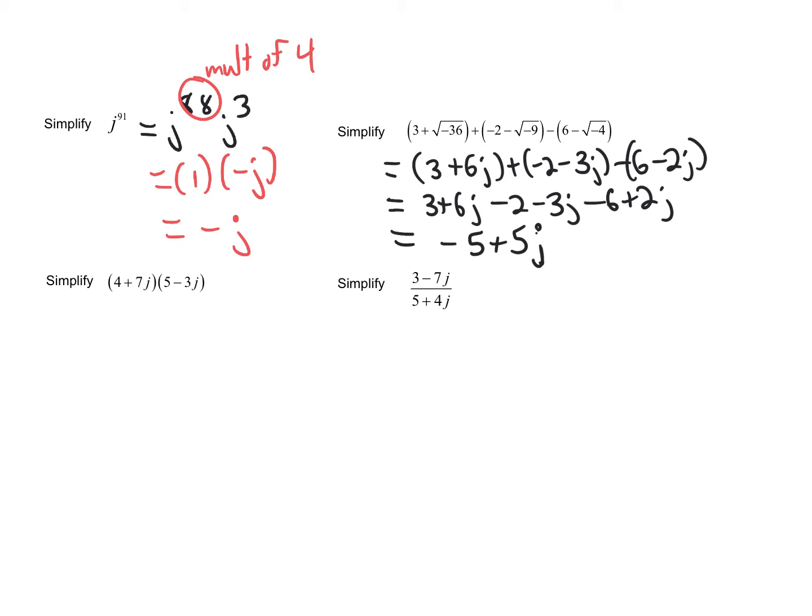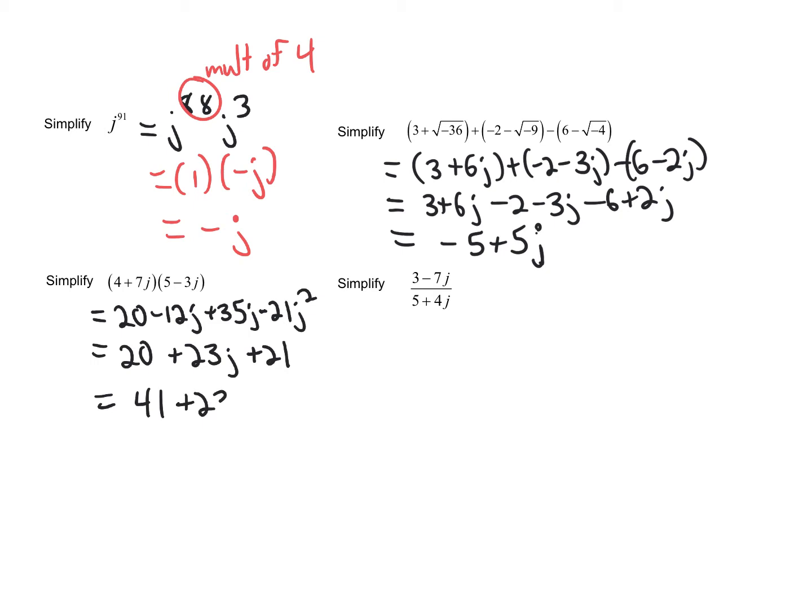For our next example, we're multiplying. We can FOIL here. So we get 20, negative 12j, positive 35j, and negative 21j squared. So we have 20. We can combine these, giving us plus 23j. And then lastly, this negative 21 times j squared becomes plus 21. J squared is negative 1. Negative 1 times negative 21 makes positive 21. And we get 41 plus 23j.